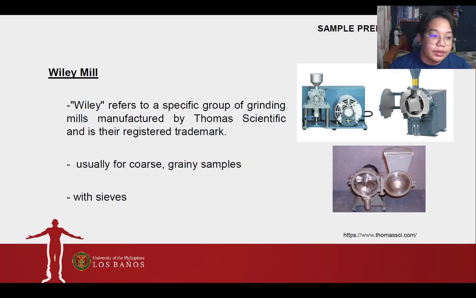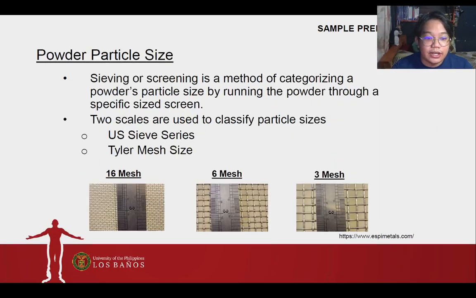Okay? Then, ang meron tayo sa IC ay yung Wiley Mill. So, by Wiley, it refers to a specific group of grinding mills manufactured by Thomas Scientific and is their registered trademark. So, sa IC, meron tayong ganito, yung maliit na version. And after we have subjected our sample for grinding in Wiley Mill, isa-save na natin siya using our mesh. Okay?